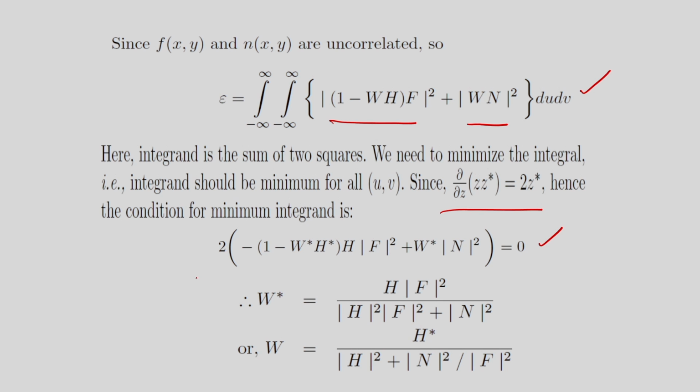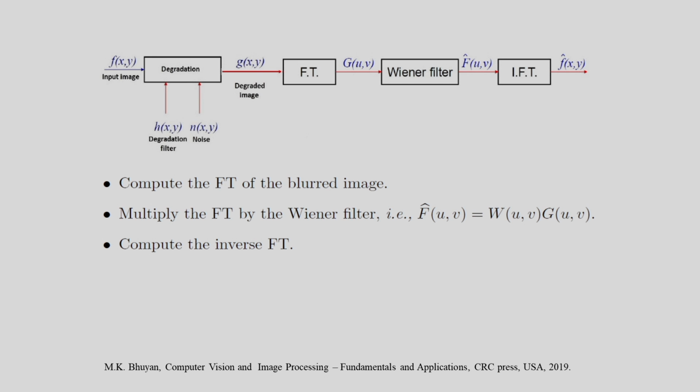And finally, if you do all this mathematics, then in this case you will be getting that W is equal to H complex conjugate over the magnitude of H squared plus the magnitude of N squared divided by F squared. That is nothing but the Wiener filter. So finally, I can show how to do the denoising by using the Wiener filter.